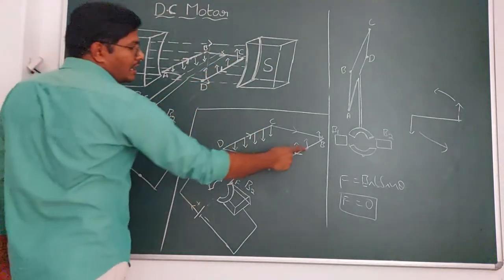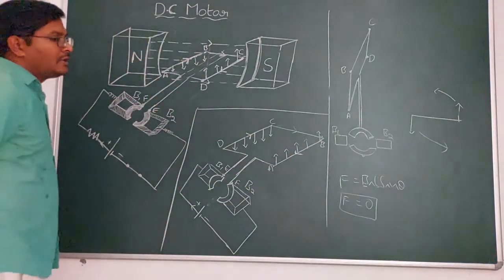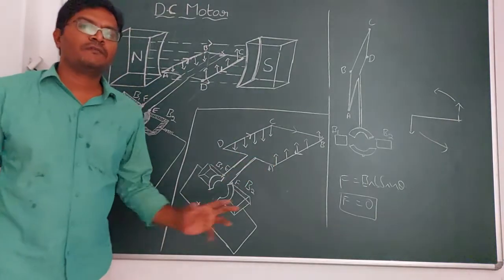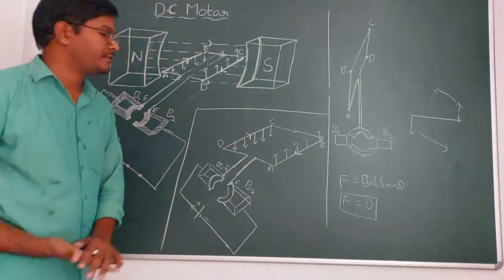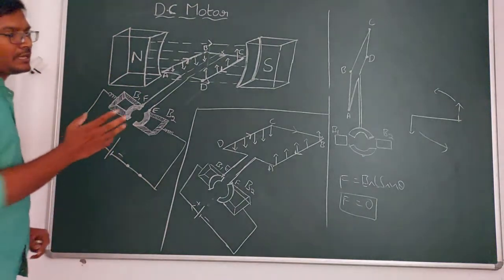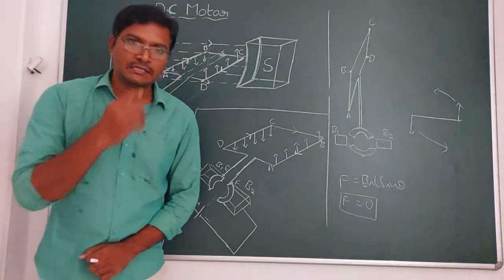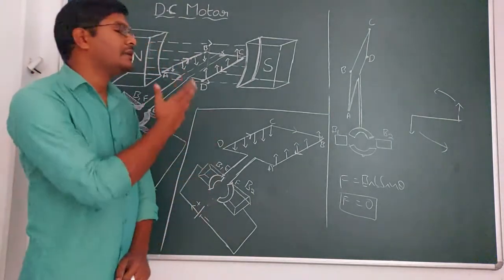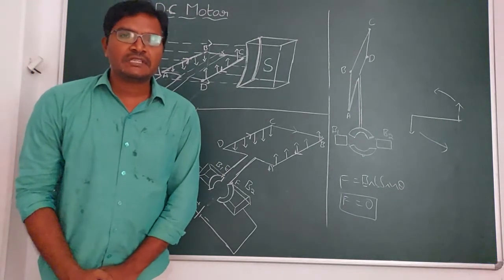And in the arm AB, current moves from B to A, which is opposite to this one. Now CD will experience the force in the downward direction, AB experiences the force in the upward direction. So then you will get a full rotation. So in a fan, how do we increase the rotation speed? With the increase in the current, or with the increase in the area of the coil, or with the increase in the magnetic field. So this is the working of DC motor, which is very simple.